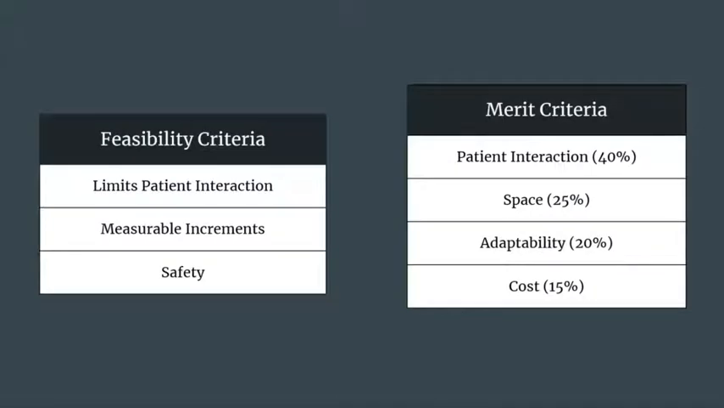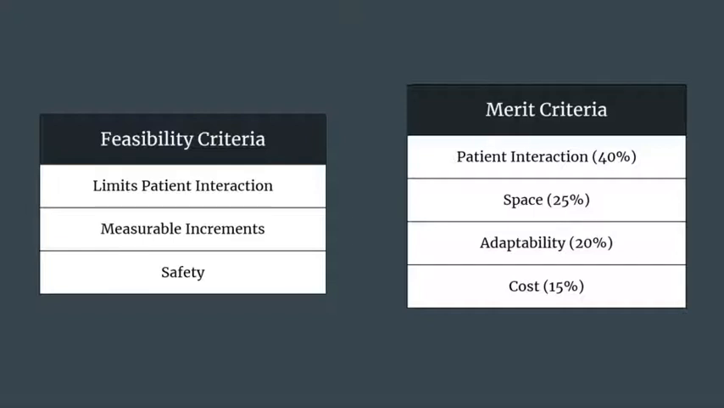So we developed some feasibility and merit criteria. For feasibility, we want to limit patient interaction, we want measurable increments, and we want the device to be safe. By limiting patient interactions, which is also mentioned in our patient criteria, we want to try and remove the need for the key and have the device expand on its own. That way the patient doesn't have to remember to turn the device every single day.